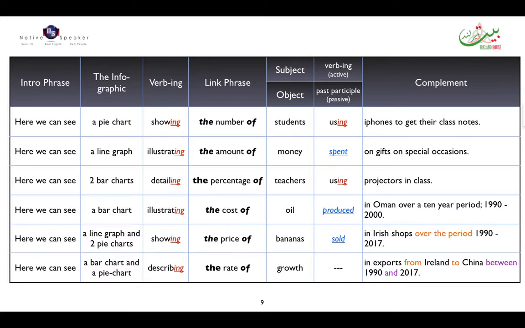Very good. Next one. Here we can see a bar chart and a pie chart describing the rate of growth in exports from Ireland to China between 1990 and 2017. Now you.